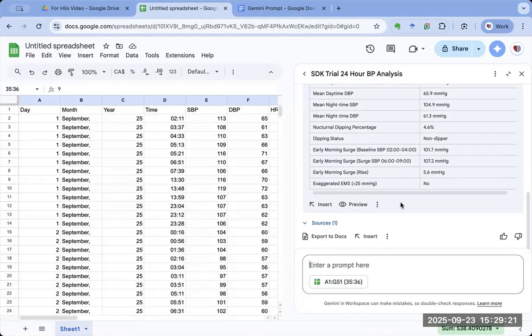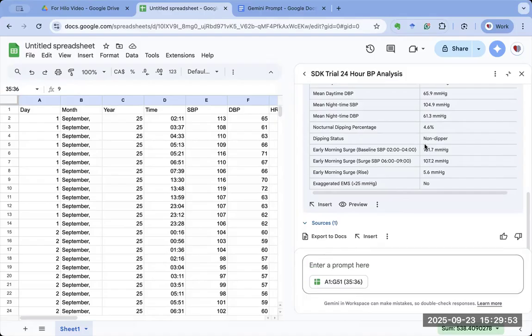Early morning surge means a rise in blood pressure which is exaggerated. Blood pressure does rise in the morning, but if it is very exaggerated, some definitions say more than 25 millimeters of mercury, then that is something we need to look at. And some ethnicities like the Japanese people have more of an early morning surge in blood pressure. We don't know enough about South Asians, people from India, Pakistan, Bangladesh, Sri Lanka.